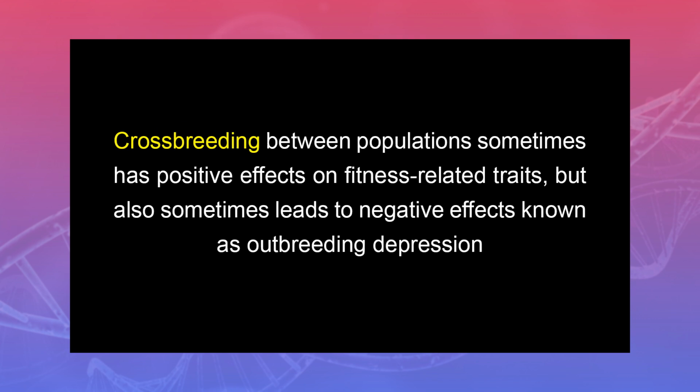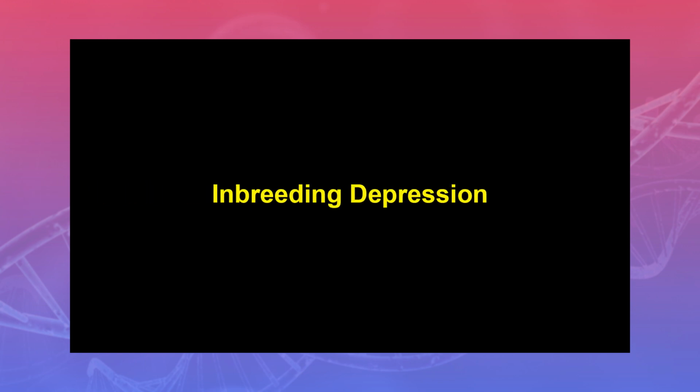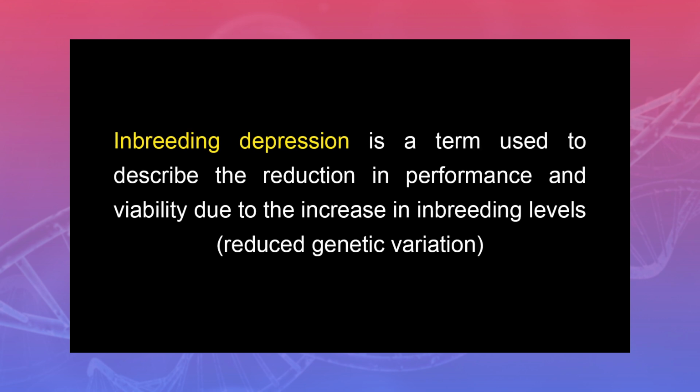Crossbreeding between populations sometimes has positive effects on fitness-related traits, but also sometimes leads to negative effects known as outbreeding depression. Dear students, let's now understand inbreeding depression. Inbreeding depression is a term used to describe the reduction in performance and viability due to the increase in inbreeding levels, reduced genetic variation. Reproductive fitness tends to be affected more than performance traits in this respect.